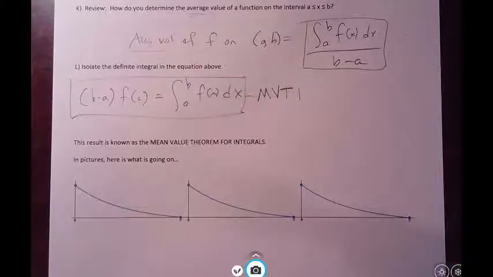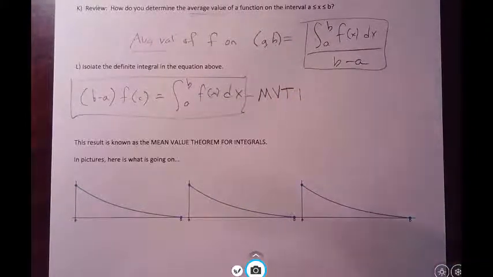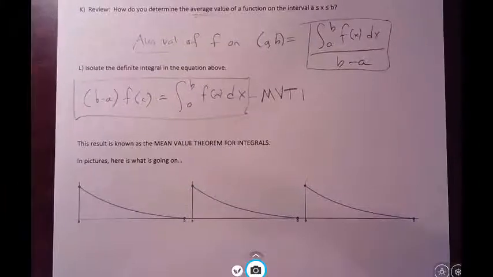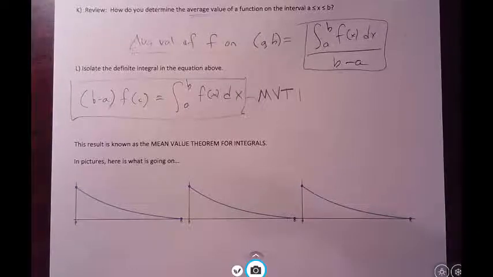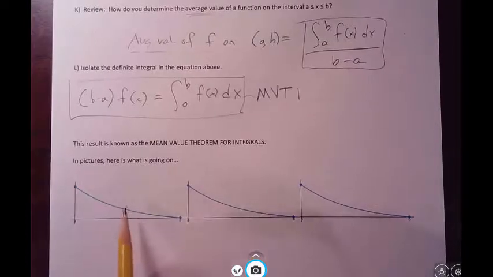Before we dealt with the mean value theorem when we were working with derivatives. That was where we said the toll booth velocity has to equal the radar gun velocity at some point for a continuous function. What the mean value theorem for integrals is saying, let's kind of draw this out in pictures.